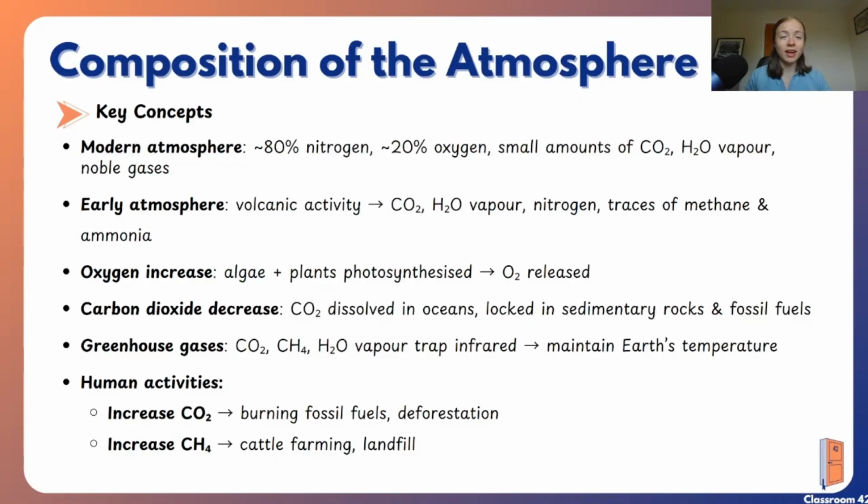But as we know, human activities have increased carbon dioxide and methane levels to levels which are detrimental to the Earth and our way of life. So carbon dioxide has come from burning those fossil fuels and deforestation as well. So carbon dioxide has been released, and there is also less carbon dioxide being taken in by forests and trees. And the increase in methane has come from cattle farming and landfill as well.